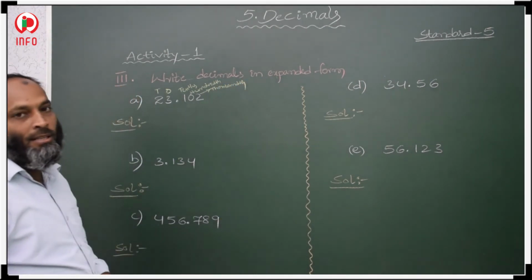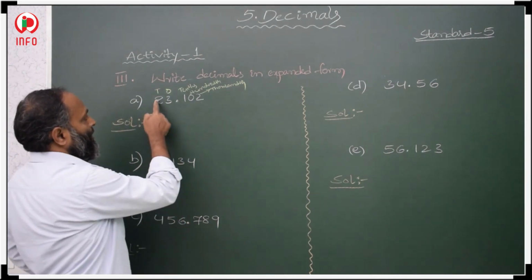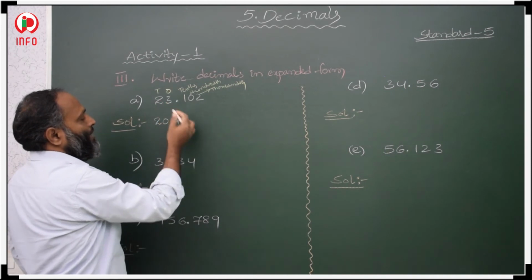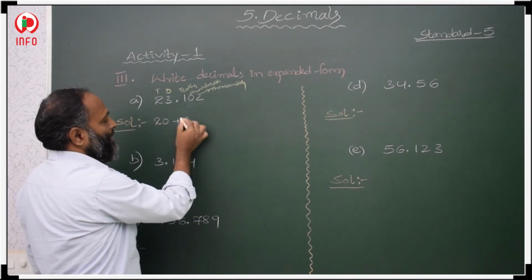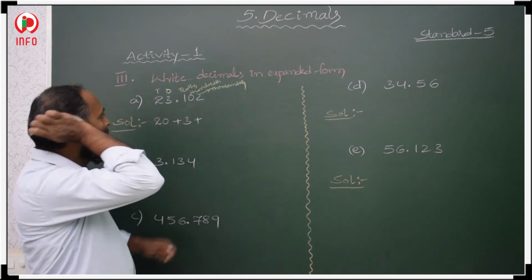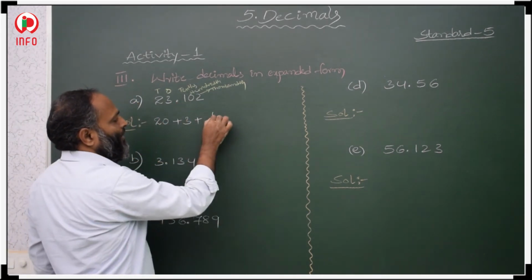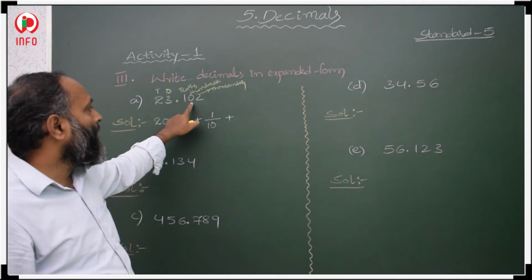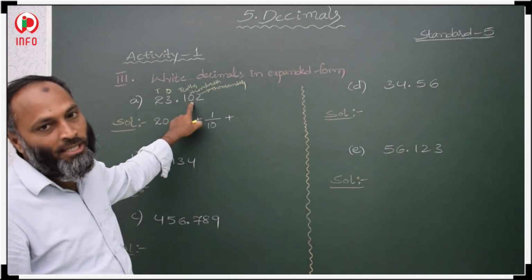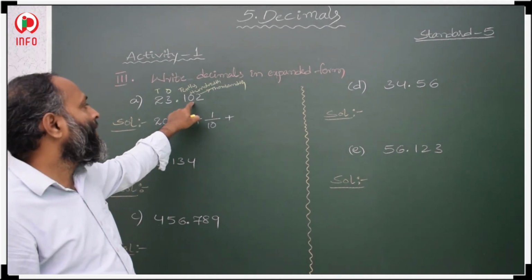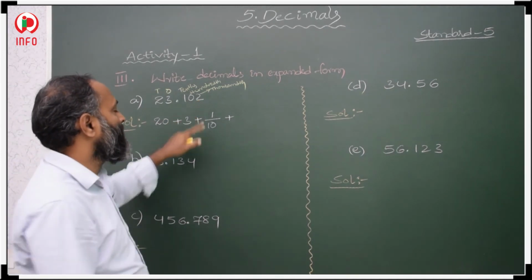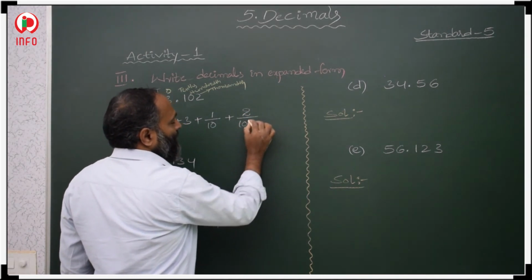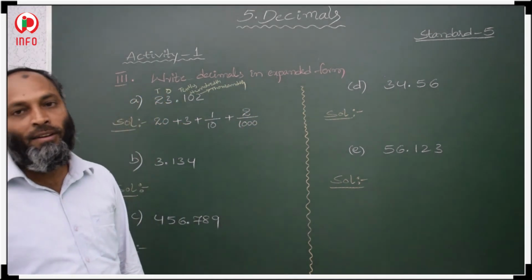Ones, tens, hundreds, thousands. Then this is in tens place, so 20 plus. This is in ones place, so 3 as it is. Then after the decimal, this is in tenths place, so 1 by 10, plus. In the hundredths place, 0 is there, so no need to write that. Then in the thousandths place, 2 by 1000.